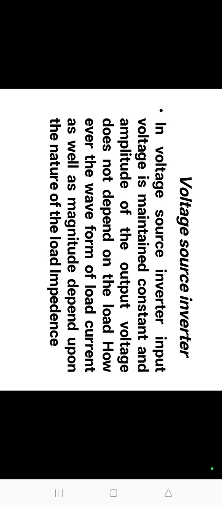Next one is voltage source inverter. In a voltage source inverter, the input voltage is maintained constant, and the amplitude of the output voltage does not depend upon the load. However, the waveform of the load current as well as its magnitude depend upon the load impedance.